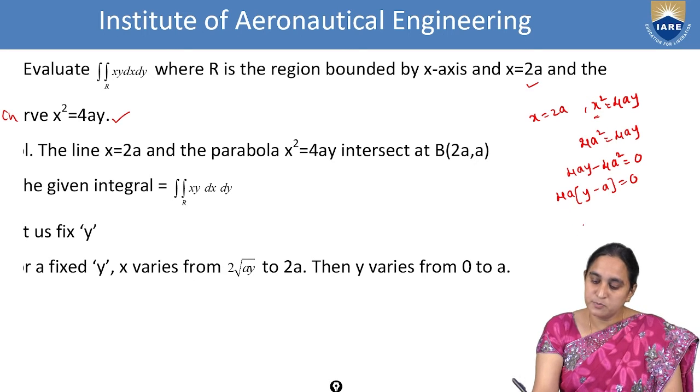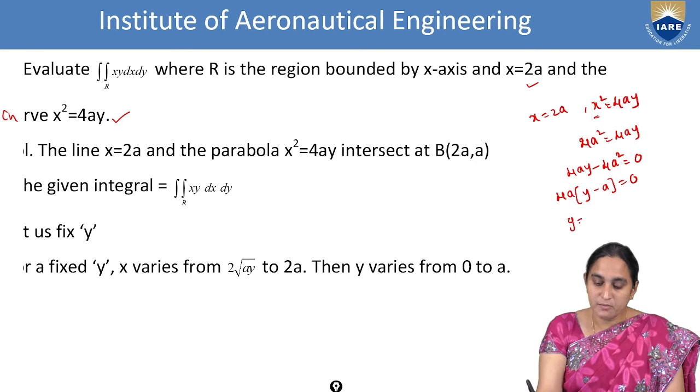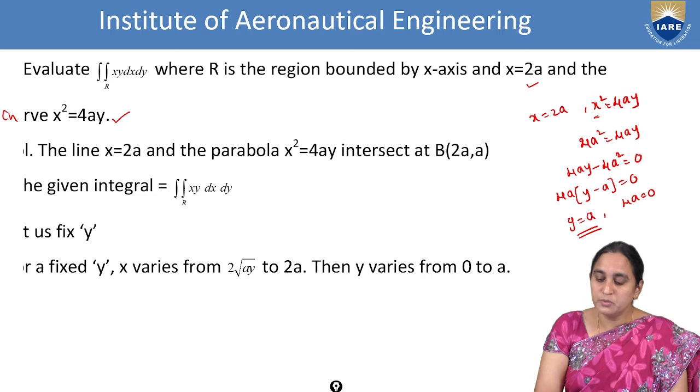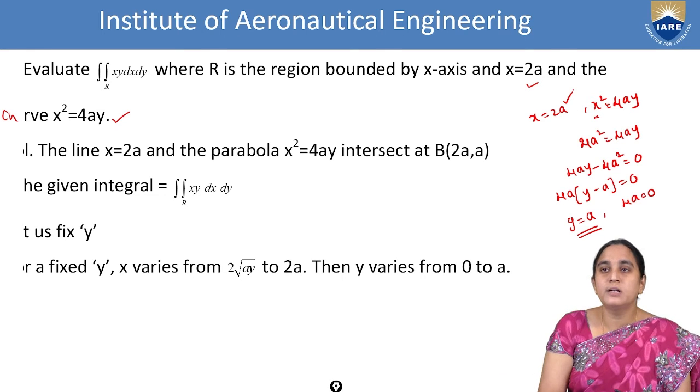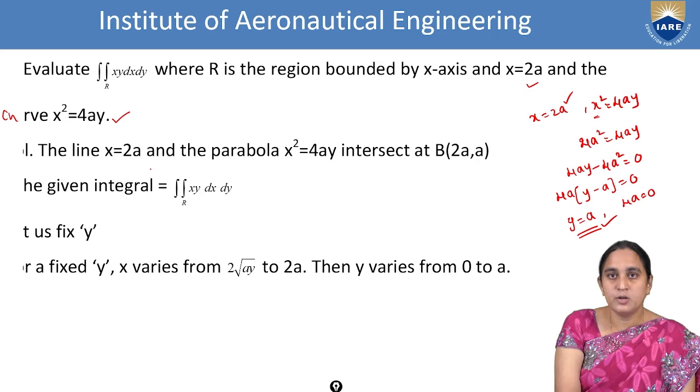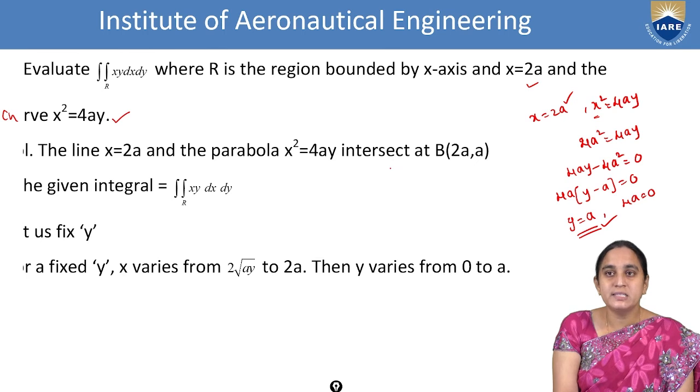That is for the first point here: 4a square minus 4a into y, x is equal to 2a. From that, y is equal to a. If we take x is equal to 2a, we get the y point as a. Therefore, the line x is equal to 2a and the parabola x square is equal to 4ay intersect at which point? 2a comma a.